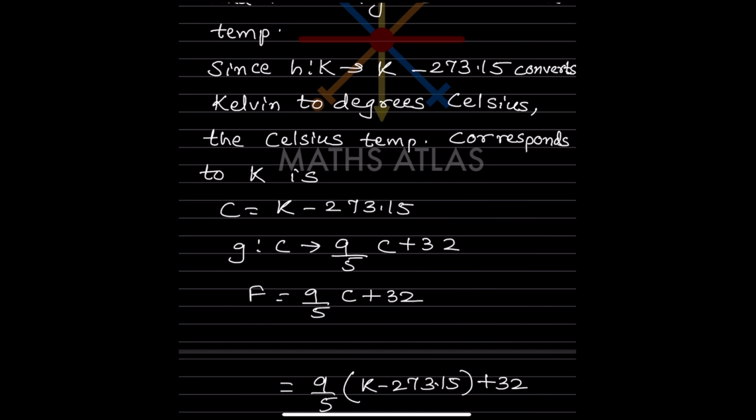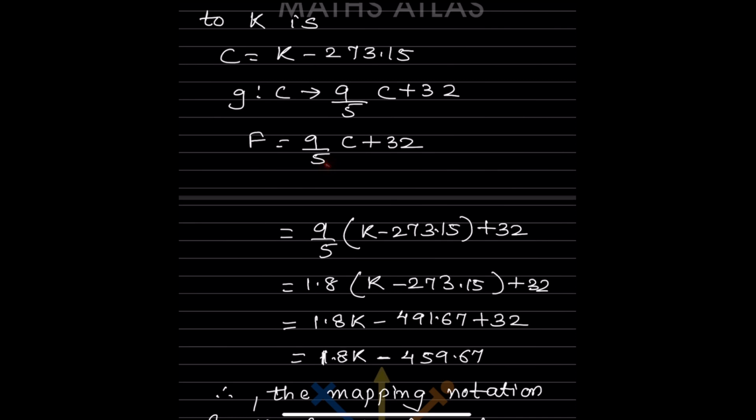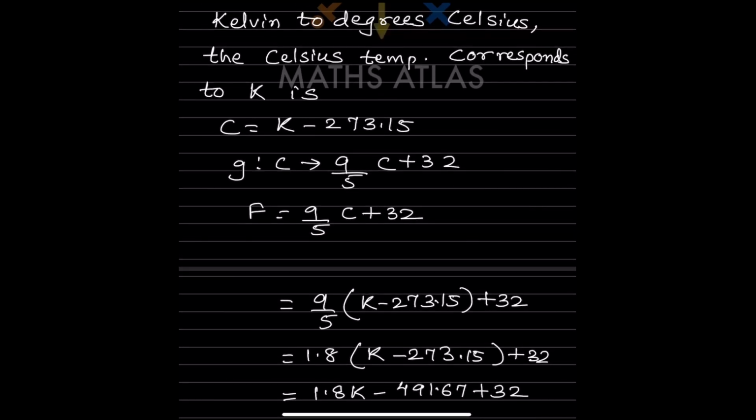So what we can write here is F, for Fahrenheit, equals 9 by 5 C plus 32. Now we have converted C, so C is equal to K minus 273.15. In place of this C, we will write K minus 273.15, and this 32 we will write as it is.